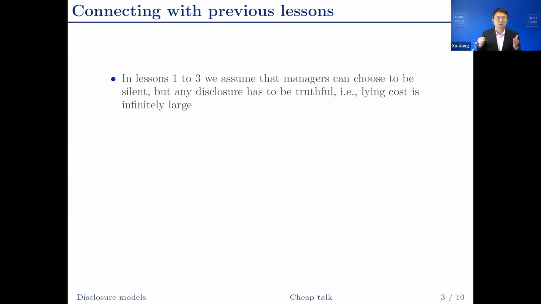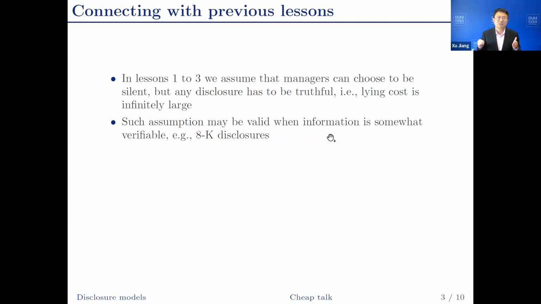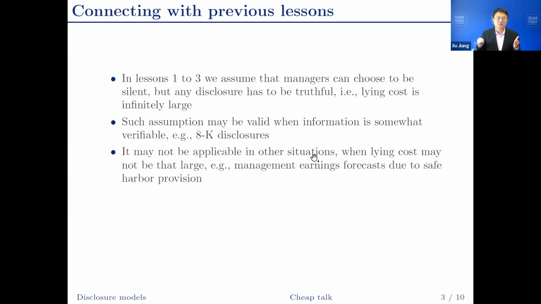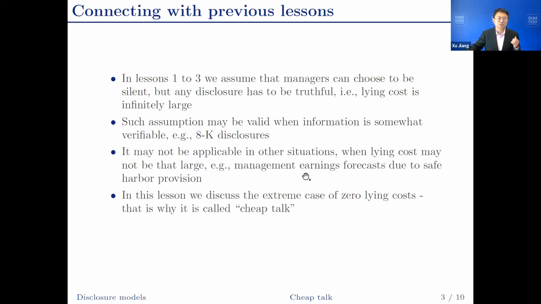In the previous lessons, we assumed that even though managers can strategically withhold information, any disclosure from the manager has to be truthful. One can think about this as a setting where the lying cost is infinitely large for the manager. Such an assumption might be valid for certain disclosures, for example, 8K disclosures, but it's not valid for other types of disclosures, for example, management earnings forecasts due to safe harbor provision.